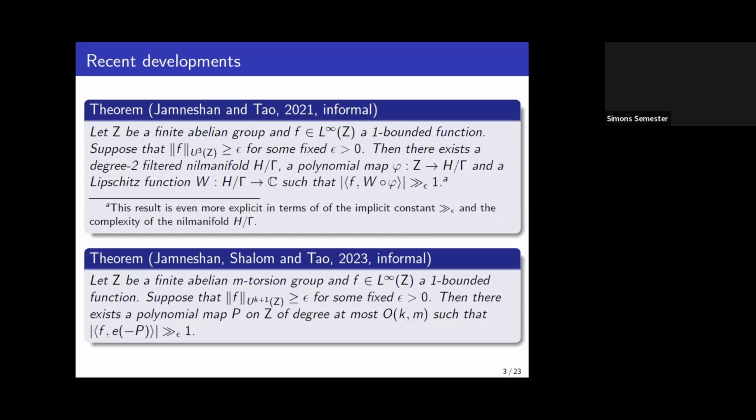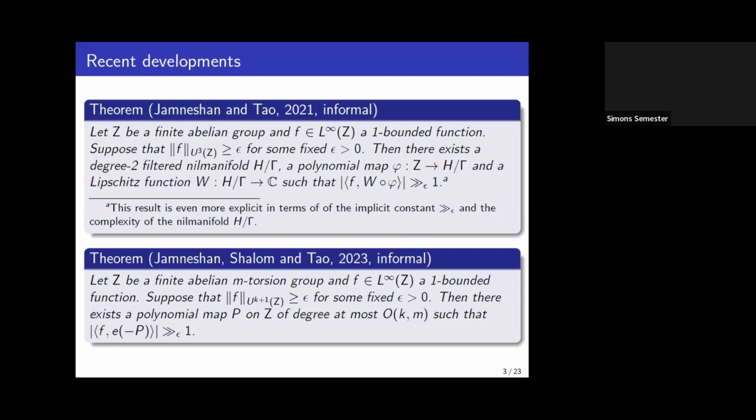But for this talk, we are not that interested in that, but in the statement that here it says you can take any finite group, you don't have to restrict to cyclic groups or vector spaces. This works in general and gives a correlation, an inverse theorem with a nilmanifold, let's say a nilsequence.